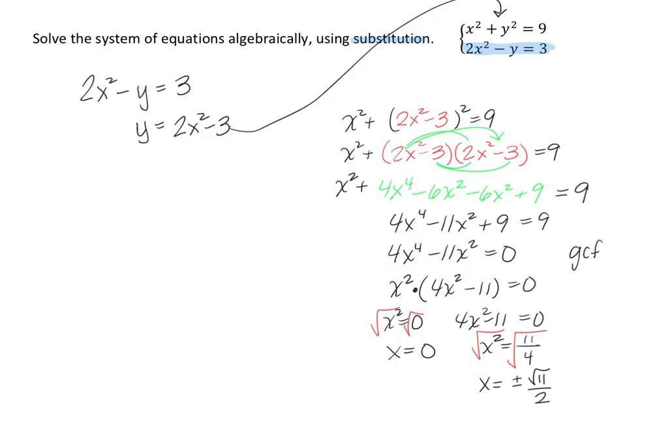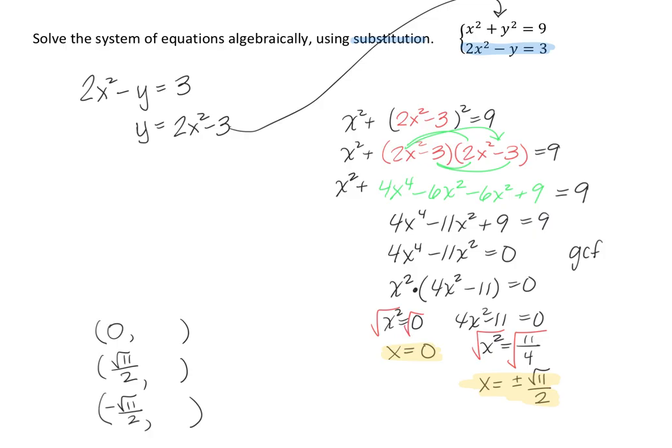So right now it looks like we have ordered pairs where x equals 0 as one of our intersections, x equals the square root of 11 over 2 as a second intersection, and x equals the negative square root of 11 over 2 as a possible third intersection. So we have to take these values and we have to substitute them back into one of the original equations to then find the matching y values.